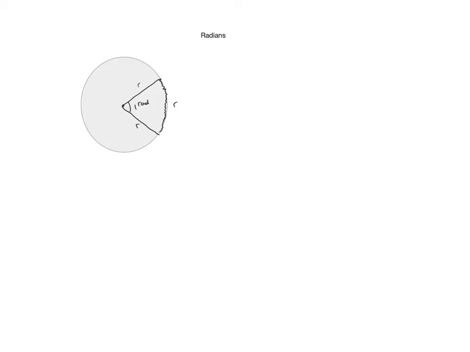So first of all, we're going to have a look at the circumference. The circumference of a circle is 2 pi r, and we also know that we can see here that we have a minor arc of radius r. So how many of those are there in the circumference? Well, we're going to take the circumference, which is 2 pi r, and then we're going to divide by r. So if we do that, we get 2 pi r divided by r, and that means that there are 2 pi radians in a full circle.